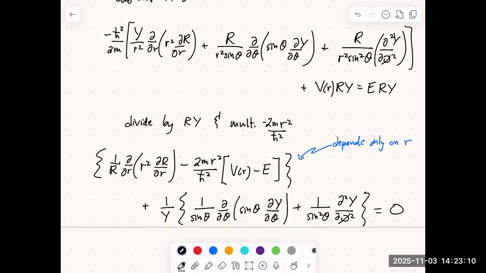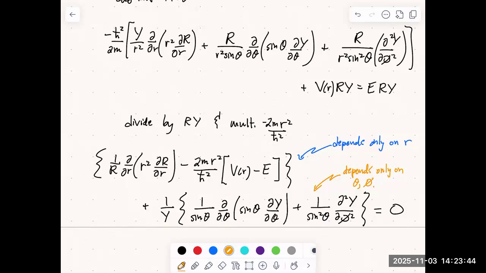And all of that has to be equal to 0. Okay, and this stuff depends only on theta and phi. So if you remember the logic that we used when we were first doing separation of variables to get to the time-independent Schrodinger equation, we said, look, we have two functions here. They depend on different sets of variables. They have to add up to be 0.